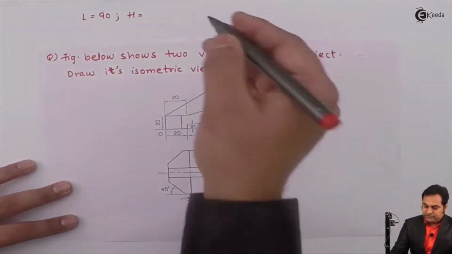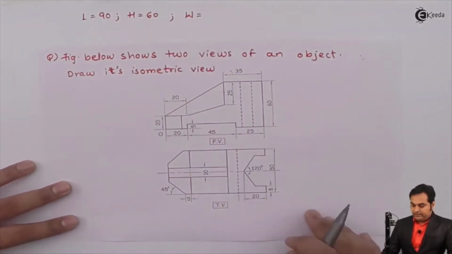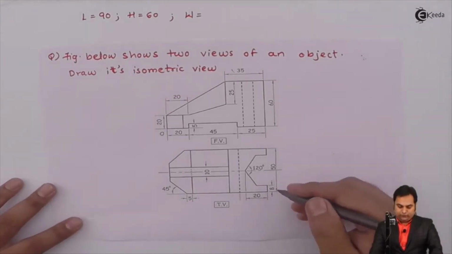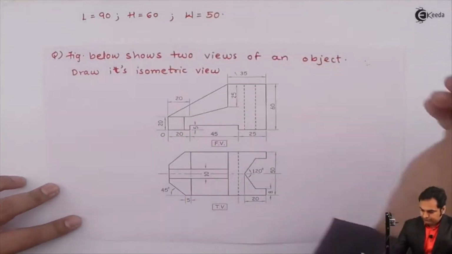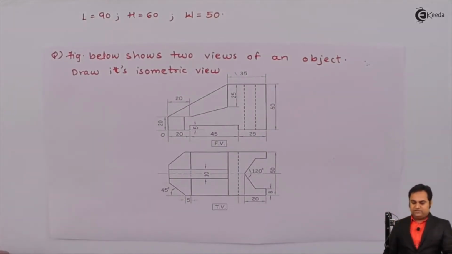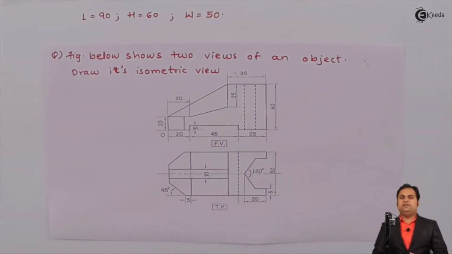Then the total height is 60 mm. And the total width, when I look into the top view, is 50 mm. So these are the length, height and width. Now after this we can start with the solution part.